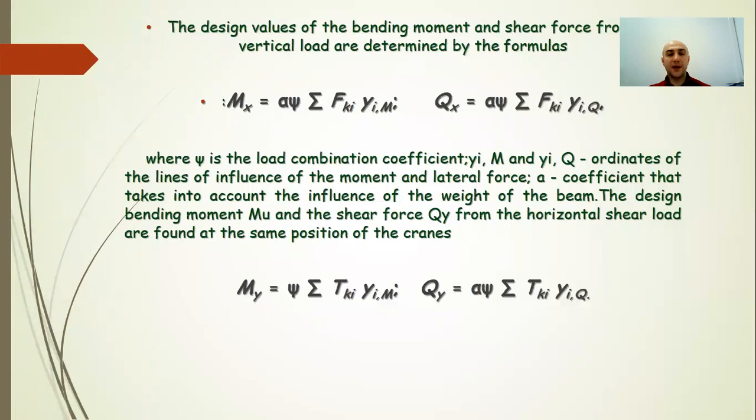When calculating the beams, it is convenient to assume that the vertical load is perceived only by the section of the crane girder without taking into account the brake structures, and the horizontal load is taken only by the brake beam. We can find the bending moments and shear forces according to the formulas shown on the screen.